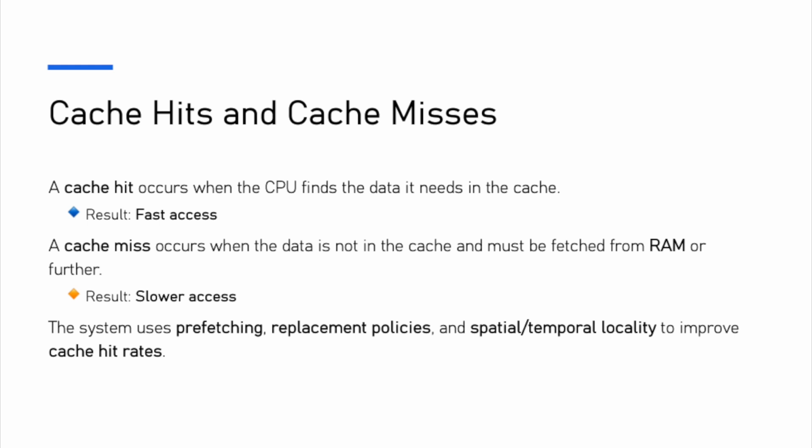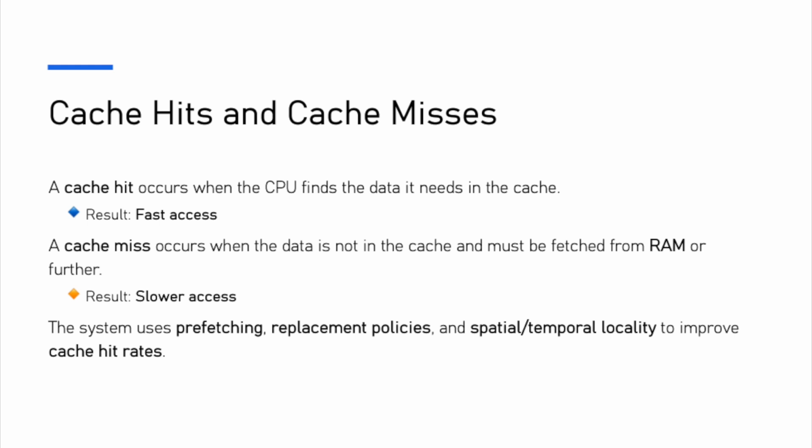Now this is a good place to talk about cache hits and misses. A cache hit occurs when the CPU finds the data it needs in the cache. Therefore, it gets on with the processing really quickly. A cache miss occurs when the data is not in the cache and must be fetched from RAM or further, and this results in slower access. Most modern CPUs use prefetching, replacement policies, and spatial or temporal locality to improve cache hit rates. Now think about it this way. I've got 10 instructions. I'm loading instruction number 1. And what happens is the 10 instructions are loaded directly into the cache, so the CPU doesn't need to go to the slower RAM every single time.